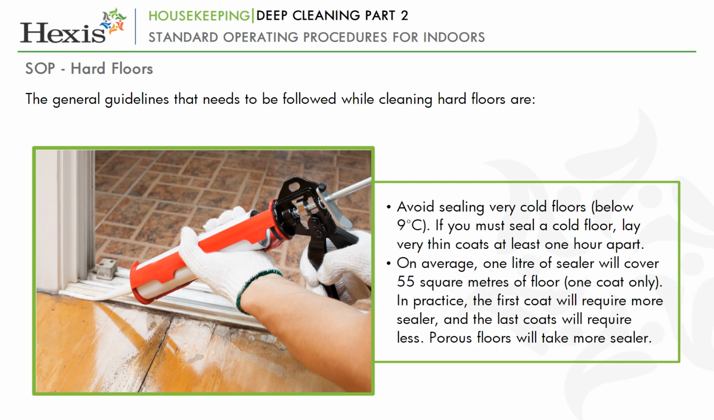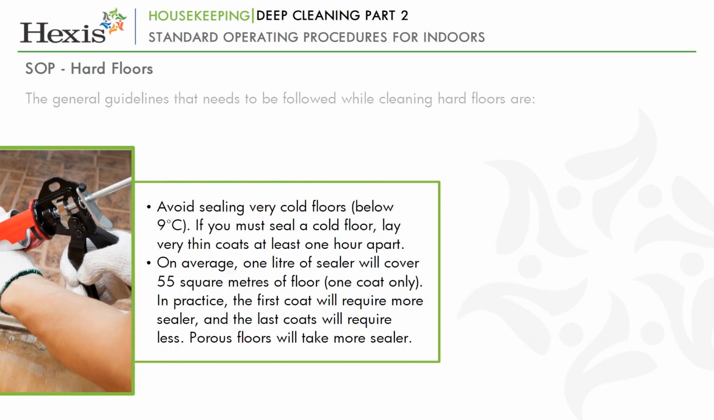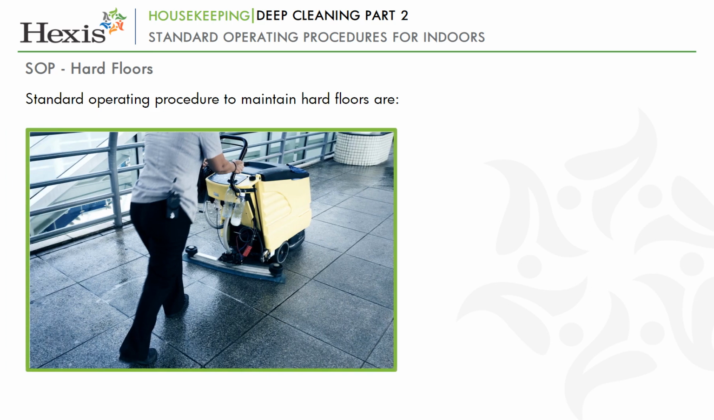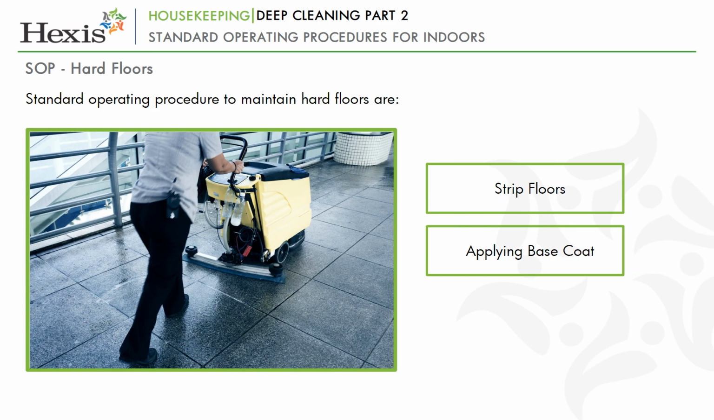On average, 1 liter of sealer will cover 55 square meters of floor, 1 coat only. In practice, the first coat will require more sealer and the last coats will require less. Porous floors will take more sealer. The standard operating procedure to maintain hard floors are: strip floors, applying a base coat, applying the top sealer.